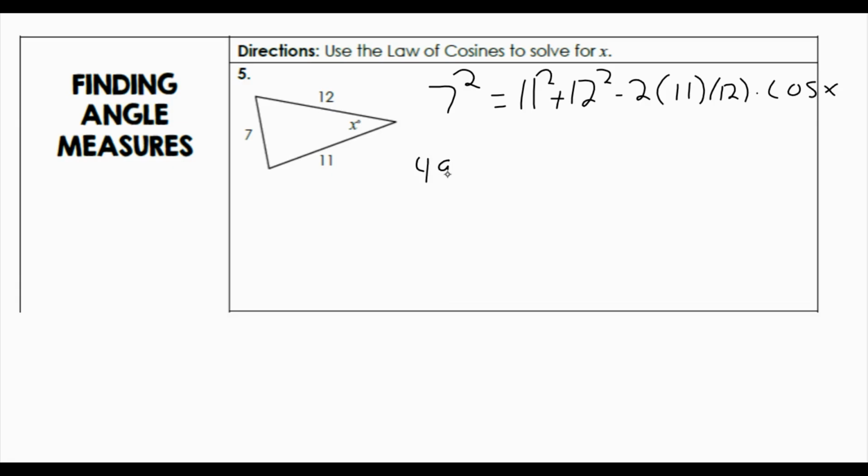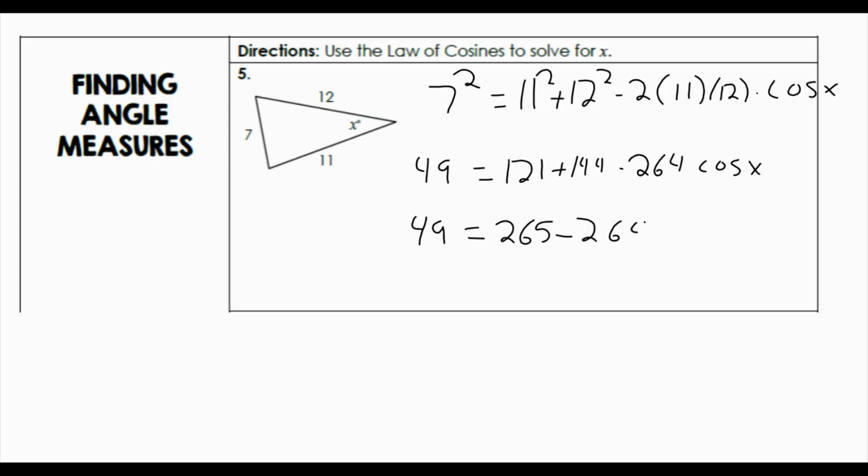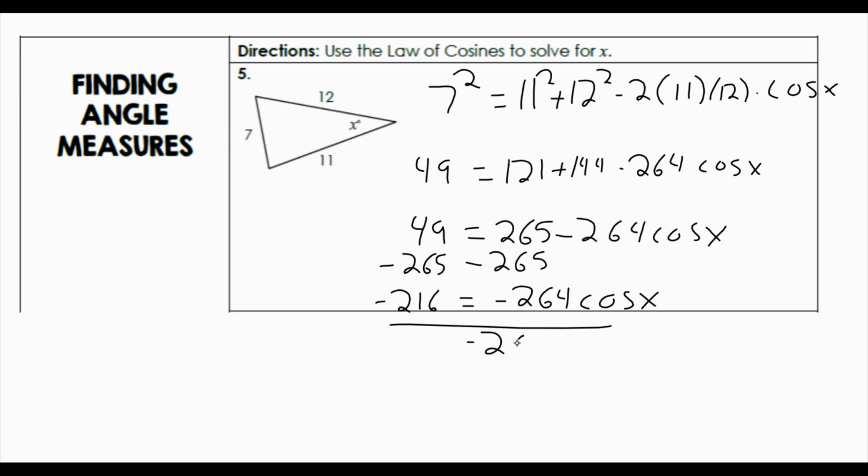So simplifying this, I'd get 49 is equal to 121 plus 144 minus 2 times 11 times 12, which is 264, cosine x. Simplifying this even further, I'd get 49 is equal to 265 minus 264 cosine x. I'm going to subtract 265 from both sides. 49 minus 265 would give me negative 216. This is going to be equal to negative 264 cosine x. I'm going to divide everything by negative 264.